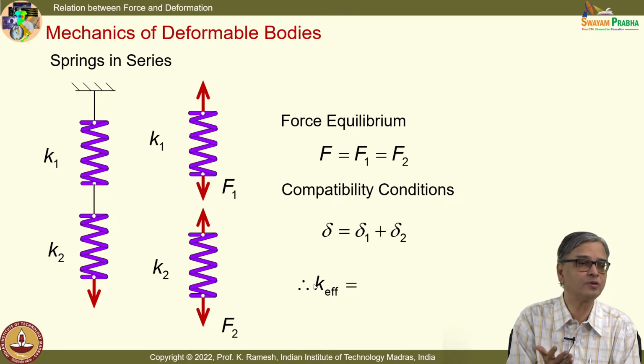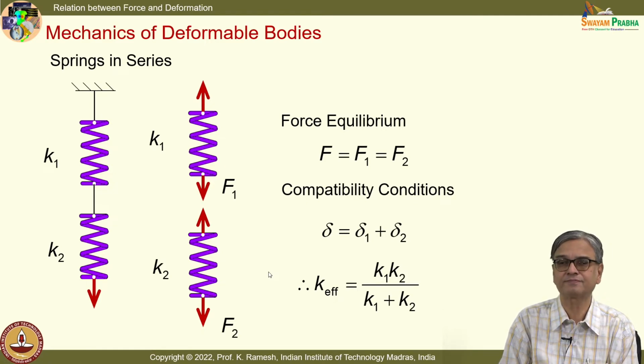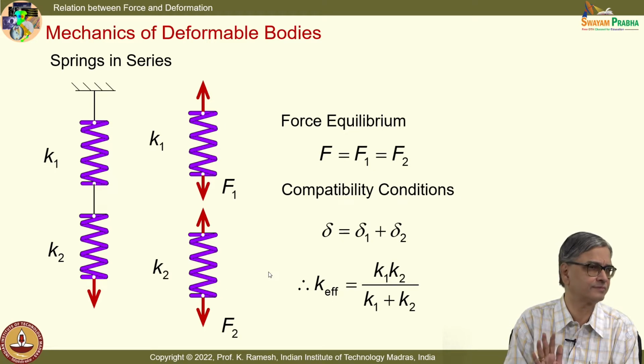And how do you calculate K effective? You will have 1 by K1 plus 1 by K2 equal to 1 by K effective. So, if I simplify that, I get K effective as K1 K2 divided by K1 plus K2. So, this is again straightforward.